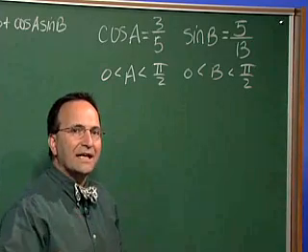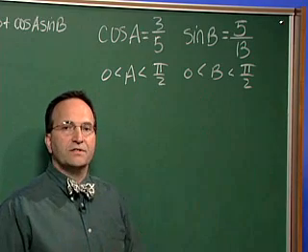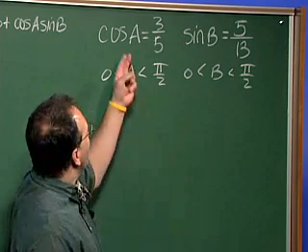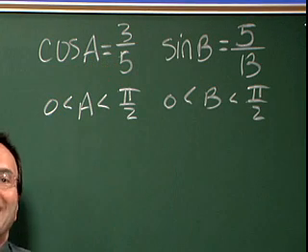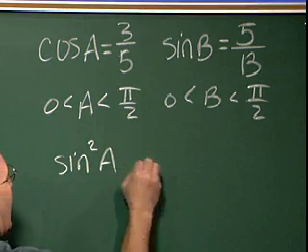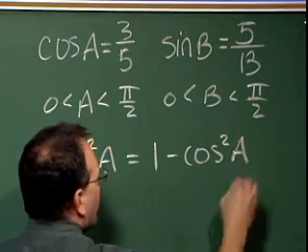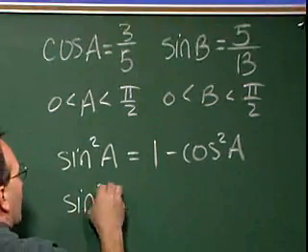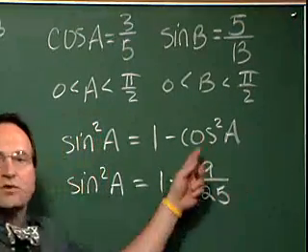Notice that each angle is in the first quadrant, and therefore all of the function values are positive. Now we'll use the Pythagorean identity because we know that cosine of A is equal to 3/5. So we can find the sine of A by setting up the fact that sine squared of A is equal to 1 minus cosine squared of A. Well, we know cosine of A is 3/5, so sine squared of A is equal to 1 minus 9/25, because I've squared it already.